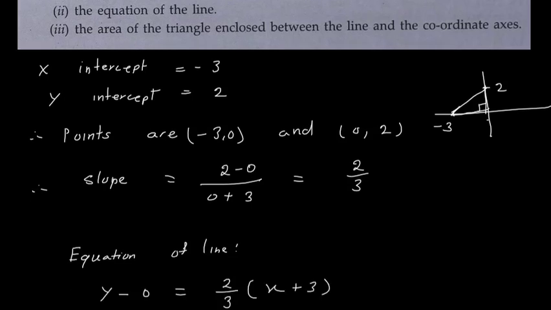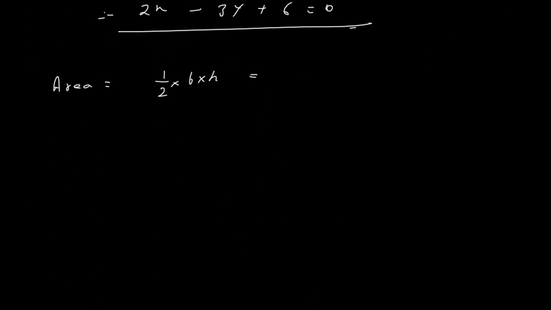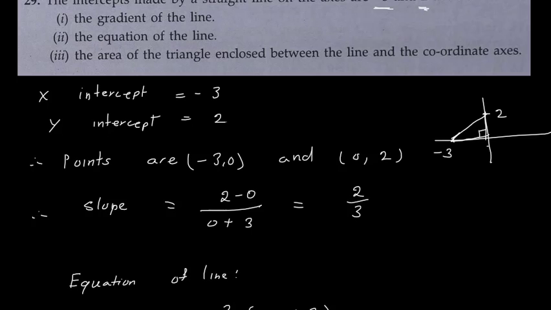So here area is half into base into height. So half into 3 into 2. Now this 2 and 2 we can cancel, and here it is 3. So we will say 3 square unit. This is the area. So the required area is 3 square unit. The area of the triangle enclosed between the line and the coordinate axis is 3 square unit.